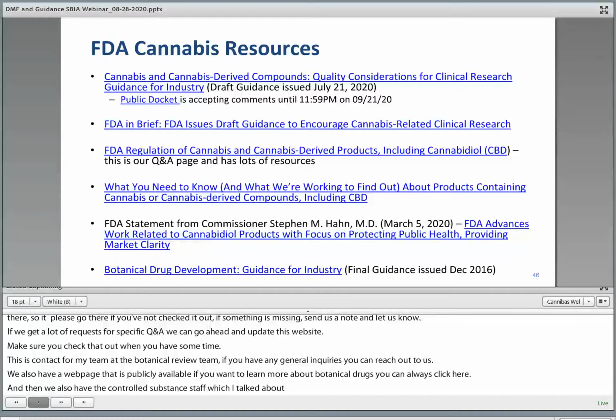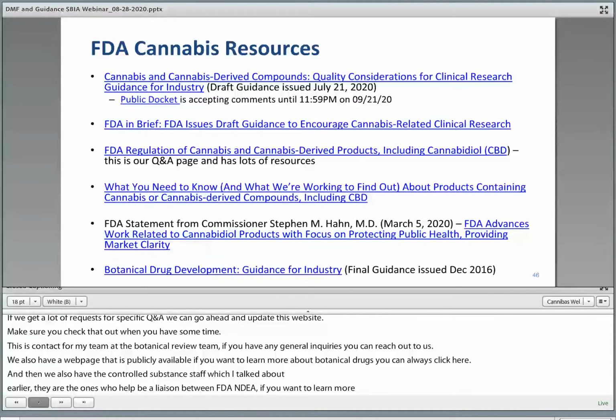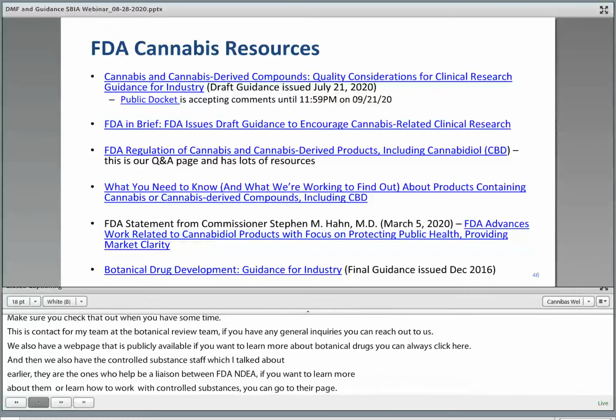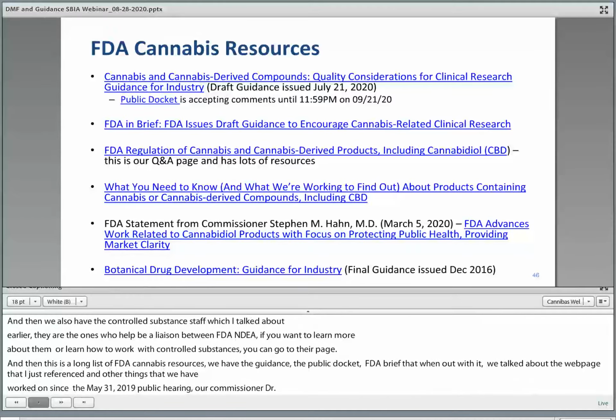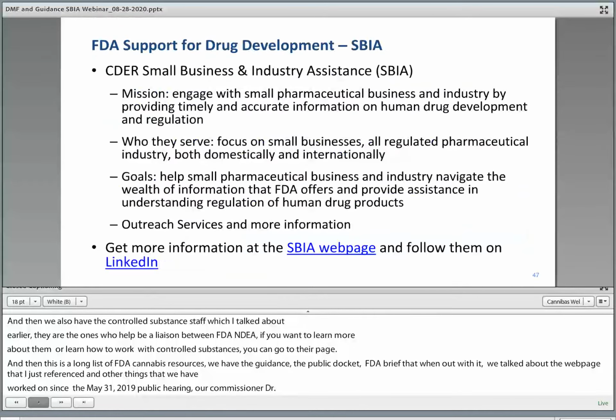And then this is a very long list of all the FDA cannabis resources I just wanted to point out. We have the guidance we talked about, that public docket, an FDA in brief that went out with that guidance. We talked about that web page I just referenced, and then other things that we have worked on since the May 31st, 2019 public hearing. Our commissioner, Dr. Hahn, put out a statement in March, which is talking about how we work together with all of our stakeholders. And then lastly, that botanical drug development guidance, which we talked about, and that botanical raw material roadmap.